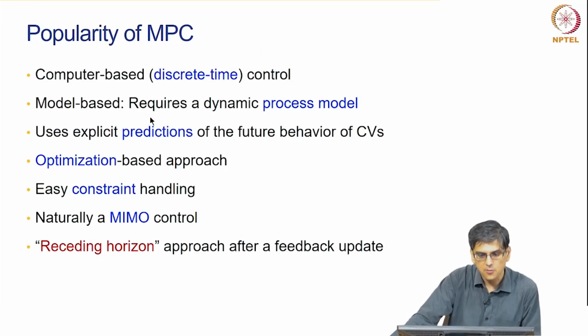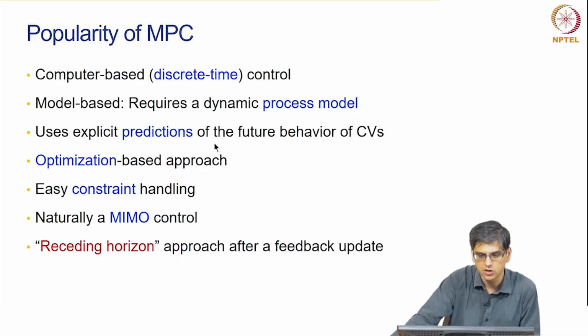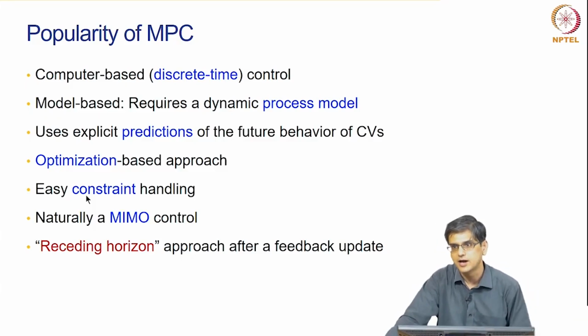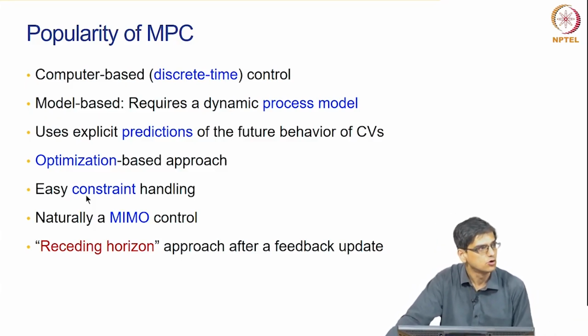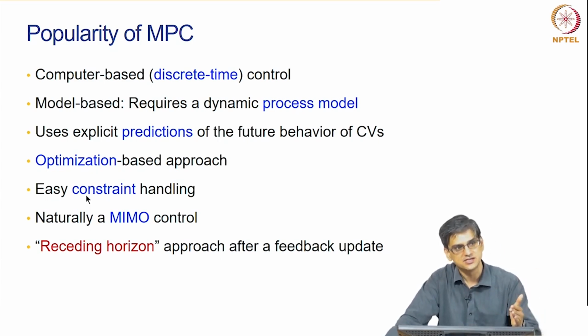Okay. The popularity of MPC is because it is a computer based control. So, it parallels the popularity of computer controls. As I said, it is model based, it uses a dynamic model and it uses predictions of this model for future behavior. It is optimization based, as I just said. The real reason for the popularity of MPC is, unlike a lot of control algorithms, MPC is naturally a MIMO, multi-input, multi-output algorithm. SISO is just a special case for MPC. SISO is just a MIMO with one input, one output.